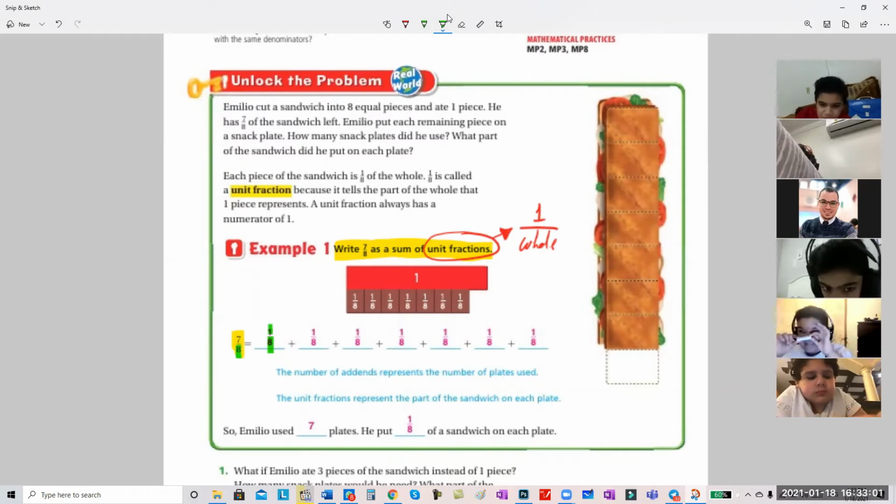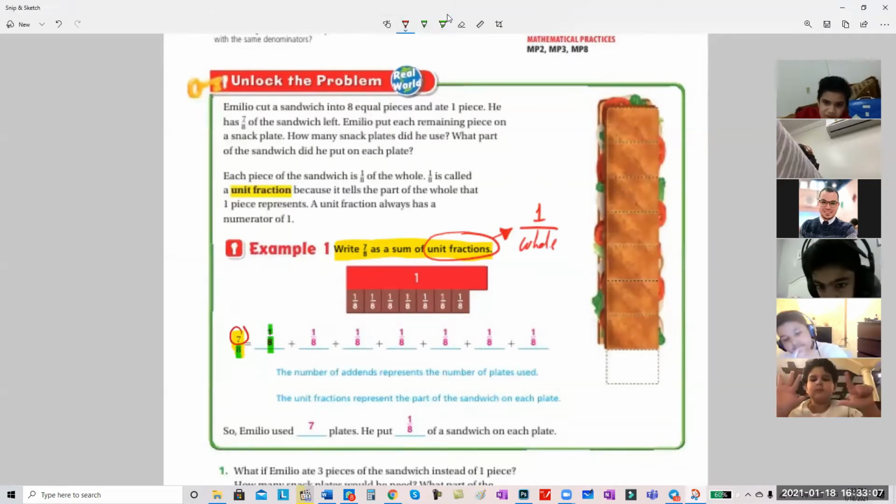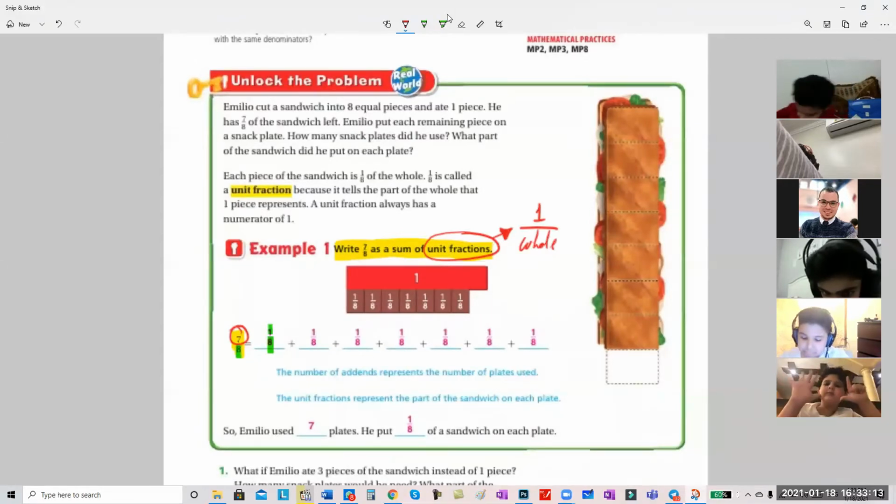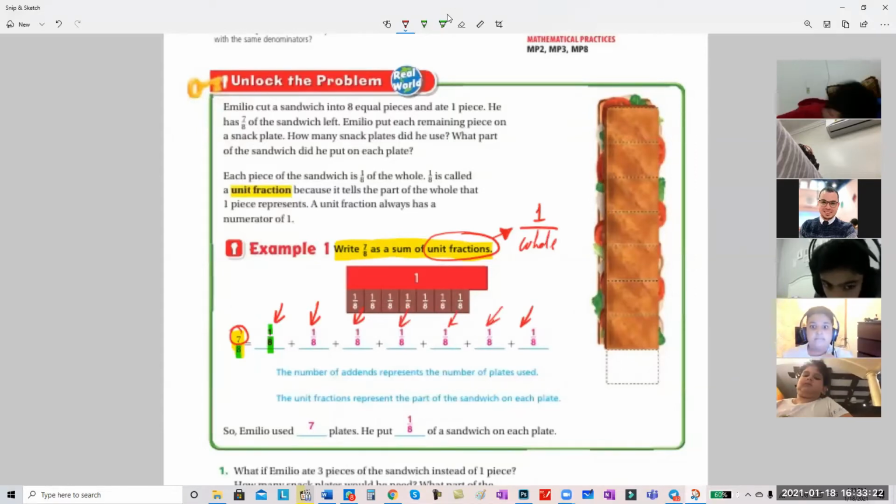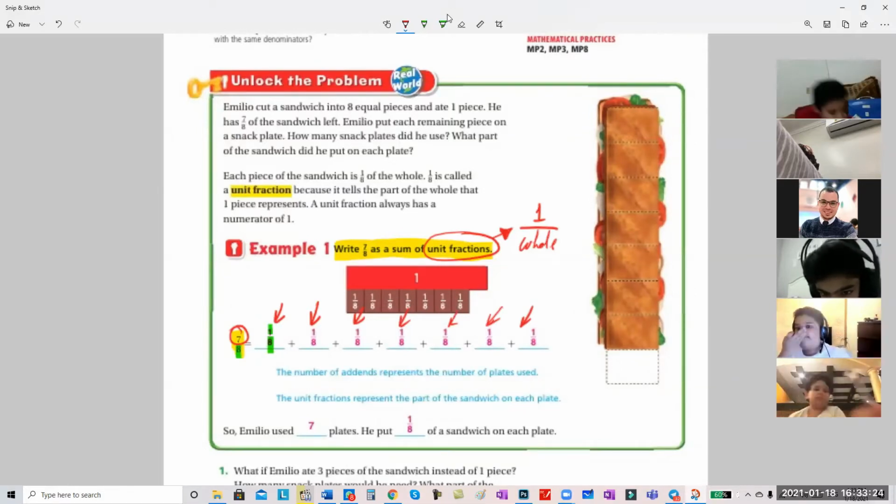How many times are we going to repeat 1 over 8 by addition here? It's according to the numerator. We have 7, so we're going to use 1 over 8 by addition 7 times. So we write 1 over 8 plus 1 over 8 plus 1 over 8 plus 1 over 8 plus 1 over 8 plus 1 over 8 plus 1 over 8. That's the way to write 7 over 8 as a sum of unit fractions. Okay, let's move to the next page.